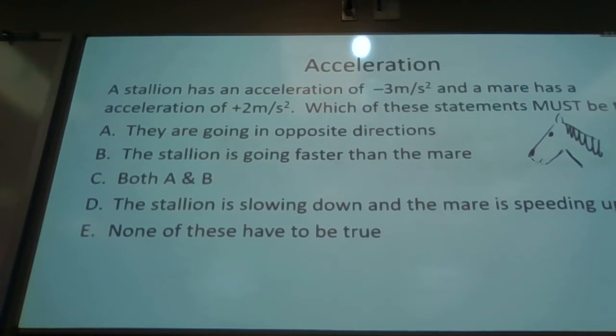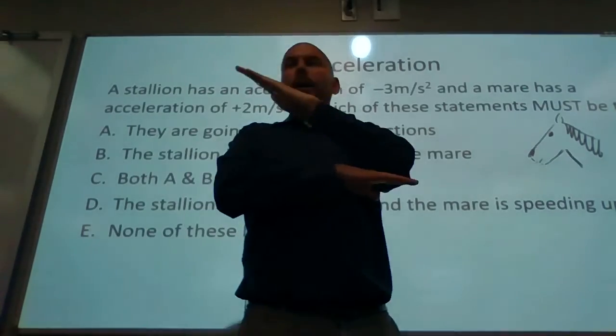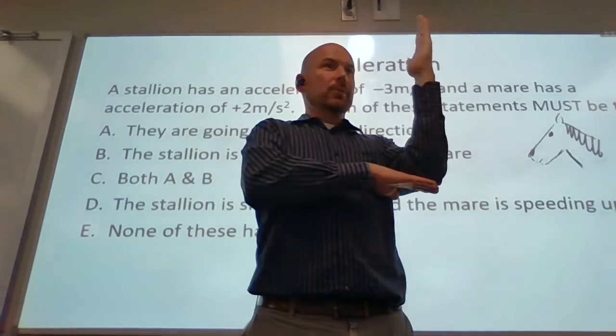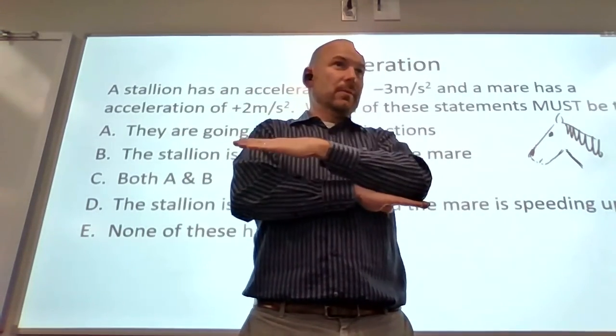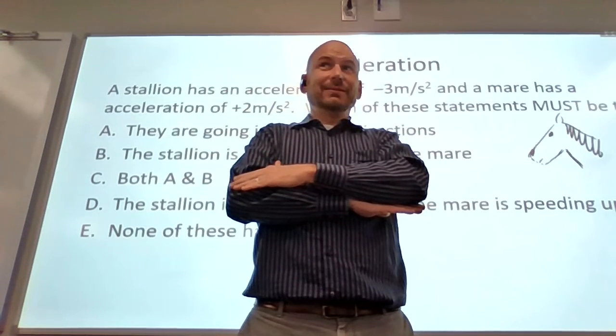The stallion has a greater acceleration than the mare, but do you remember the first question we were doing about acceleration? We had a bicycle versus a car. Which one had a greater acceleration? Bicycle. But which one was going faster? The car. So just because something has a greater acceleration doesn't necessarily mean it's moving faster. Moving faster corresponds to what number the speedometer is pointing to. The greater acceleration tells you how quickly your speedometer is changing. Does that make sense?